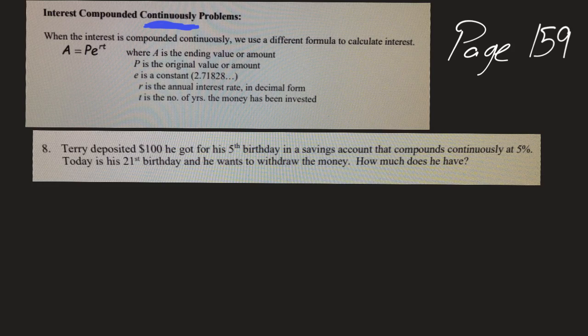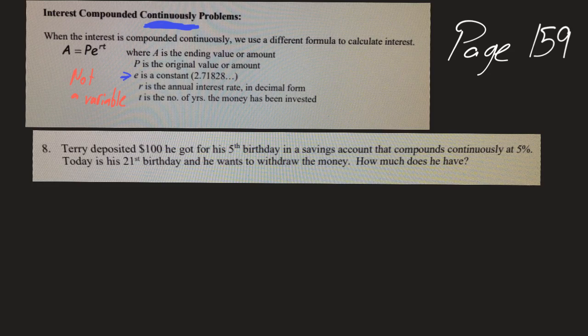Some of these letters should be pretty familiar to you. A and P are the starting and finishing amounts. E is a new one. They mention it's a constant, kind of like pi. It's not a variable and it's never going to change. You're just going to use the same number every single time. It's 2.718, and most scientific calculators have an E key, so you should never even have to type this number out. R is the rate and T is the time.